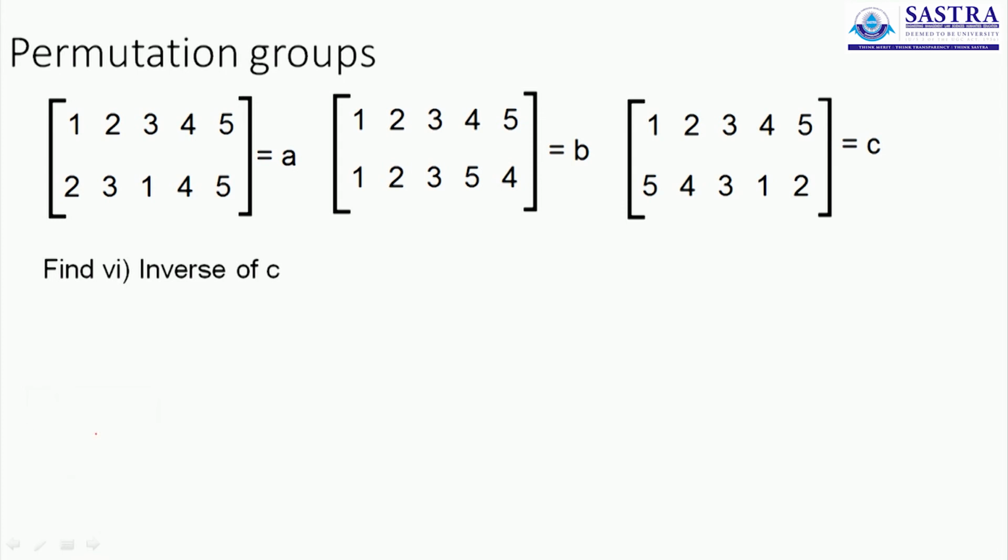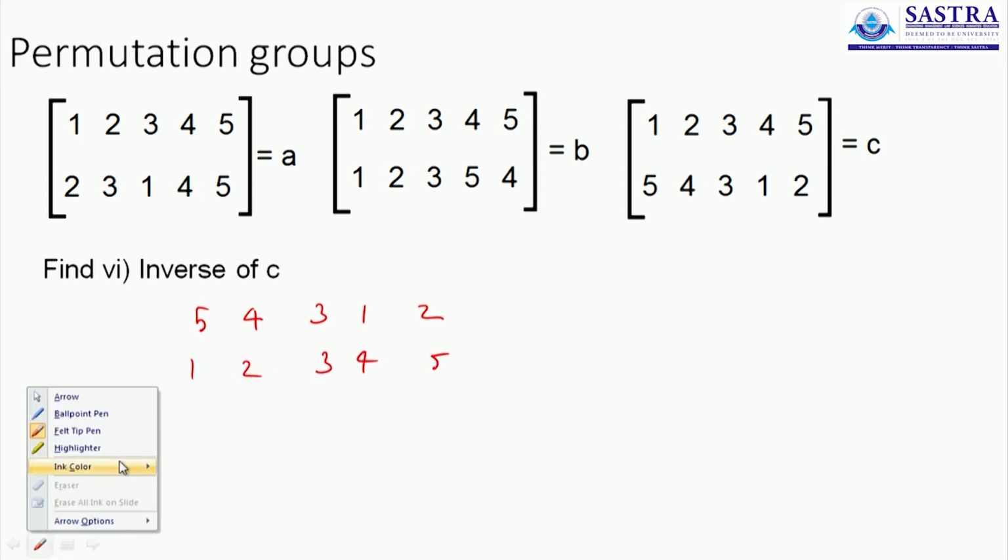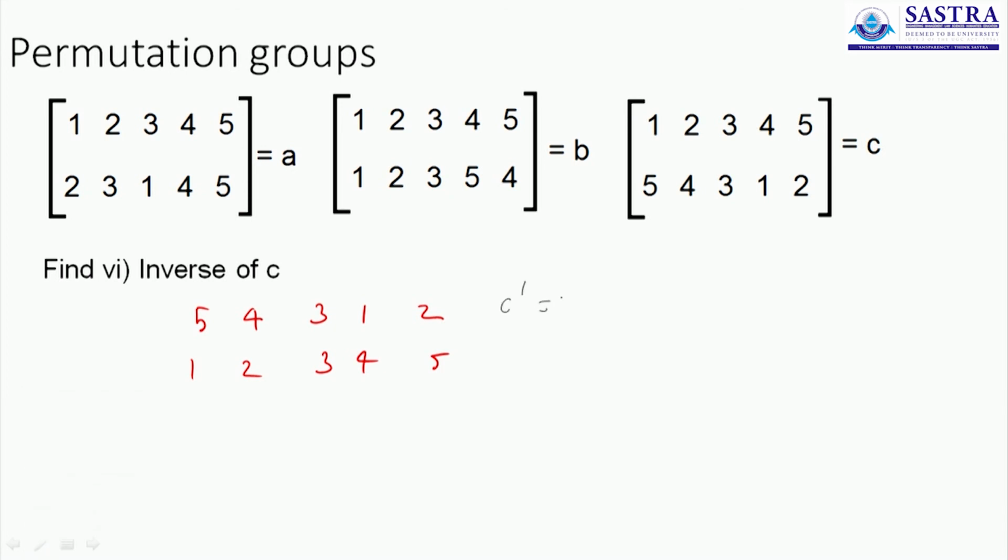Let's find the inverse of C. This is going to be interesting. Inverse of C is going to be 5, 4, 3, 1, 2 with 1, 2, 3, 4, 5. You will just rearrange the columns now. Therefore, C dash is going to be 1, 4, 2, 5, 3, 3, 4, 2 and 5, 1. Let's check if that's right. C star C dash: 1 to 5 to 1, 2 to 4 to 2, 3 everywhere, 4 to 1 to 4, 5 to 2 to 5. That's right. That's how you find C dash.